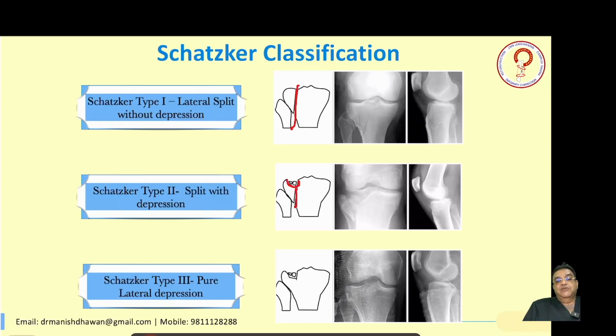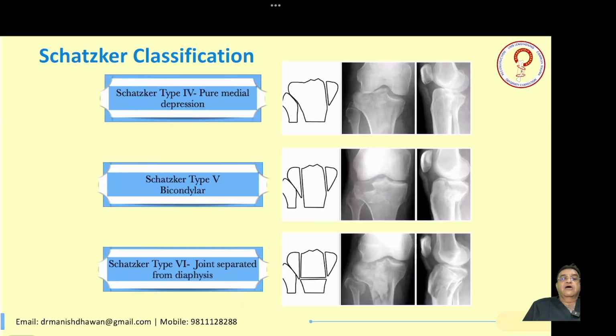Now type 3 is pure lateral depression. So you can see there is just a depression and otherwise condyle is okay. Now type 4 is a pure medial fracture of the condyle. Type 5 is bicondylar. There are two fractures, medial and lateral condyle. And type 6 is if these two condyles involve the diaphysis, then it is type 6.